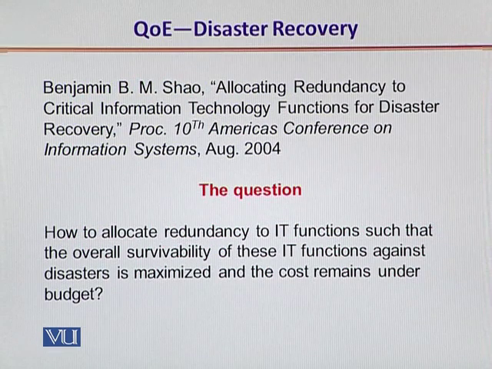There's a paper published in 2004 titled Allocating Redundancy to Critical Information Technology Functions for Disaster Recovery. This paper addresses a fundamental question. The question is how to allocate resources as redundant for the availability of IT functions such that the concept of survivability, that is, these IT functions would withstand or survive amidst a disaster, is achieved while the costs are low.